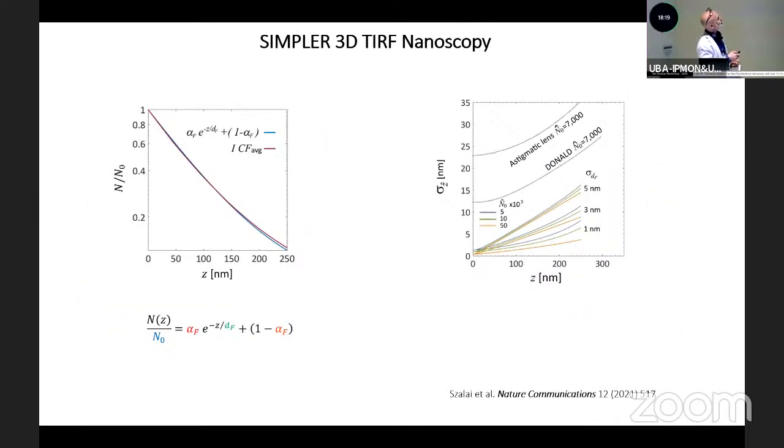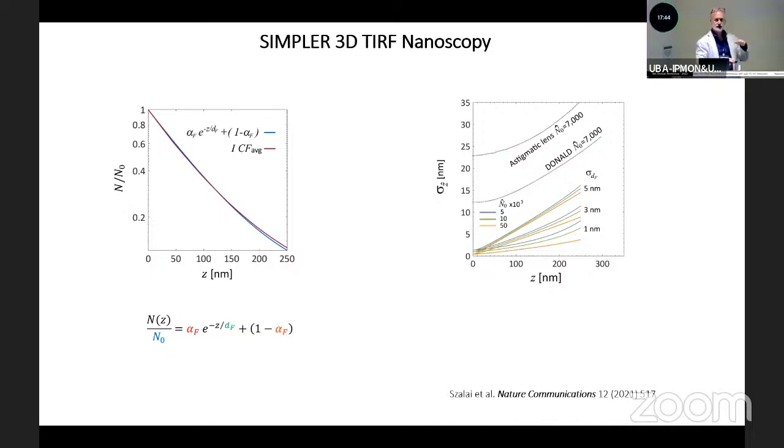Here the red curve is the perfect analytical solution, and in blue is an exponential fit. So you see that the dependency of the signal, the number of photons that a molecule will give as a function of the axial position, is nearly exponential. It's not the same exponential as the excitation field, okay? It's a different one, because we are also taking into account the emission, but it's an exponential that you can calibrate with three parameters. One is the exponential decay, this df.